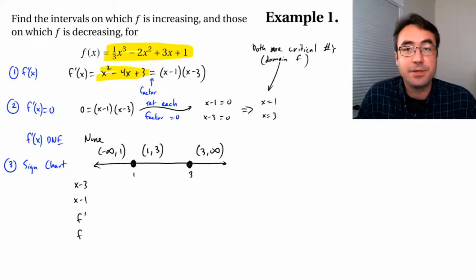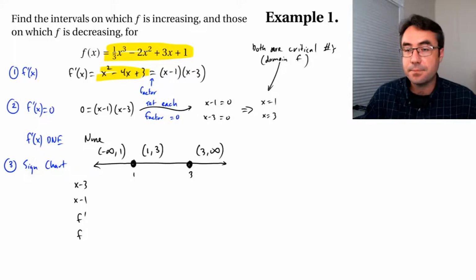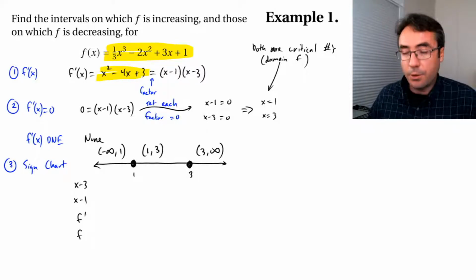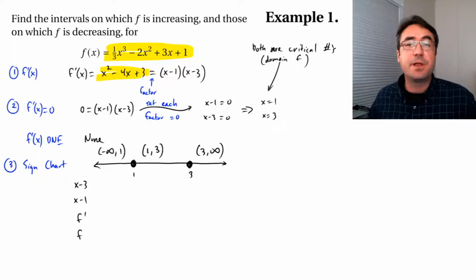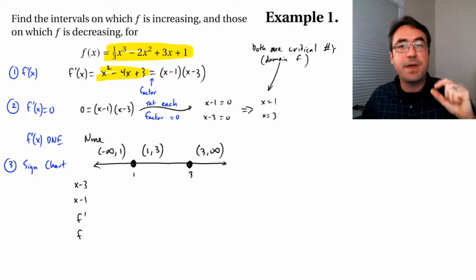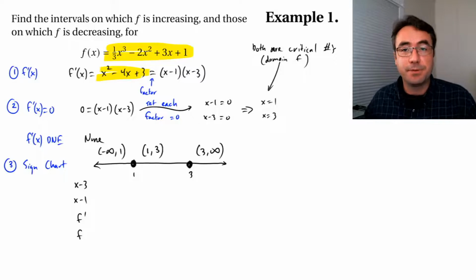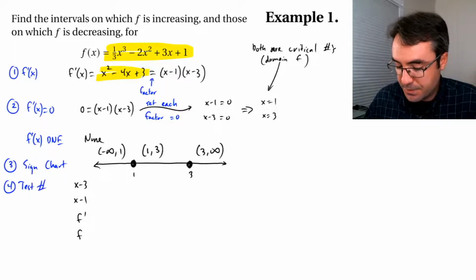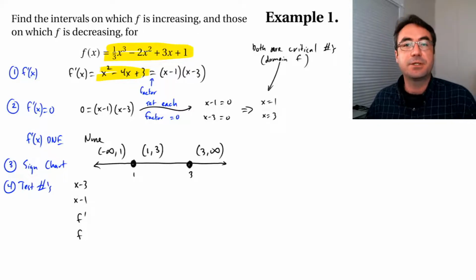Is it increasing or decreasing? And so in step 4, we're going to actually fill out this sign chart. So we're going to figure out the sign of each of those factors on each of those intervals. And one way to do that is with test numbers. So that's step 4. We're going to fill in this sign chart, and we can use test numbers to help us do that.